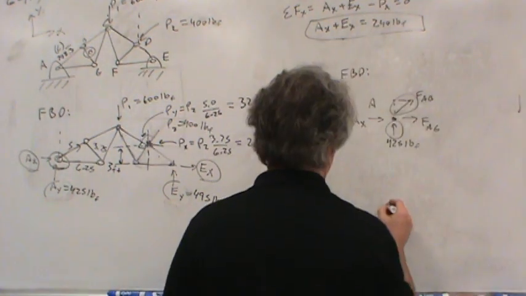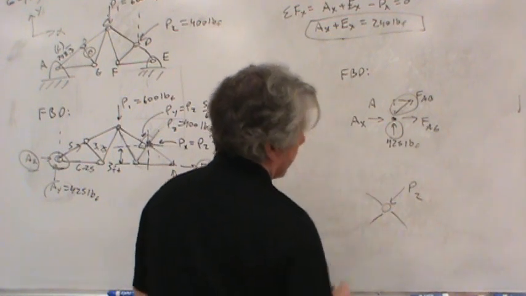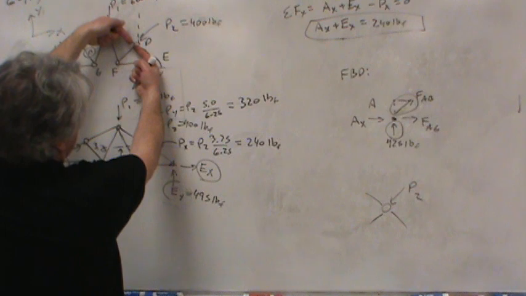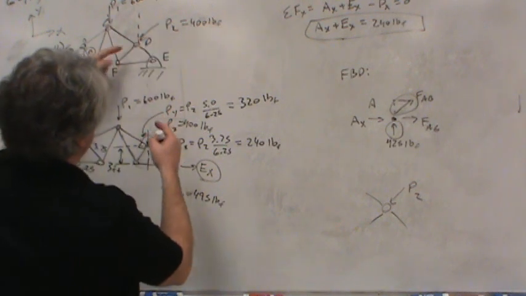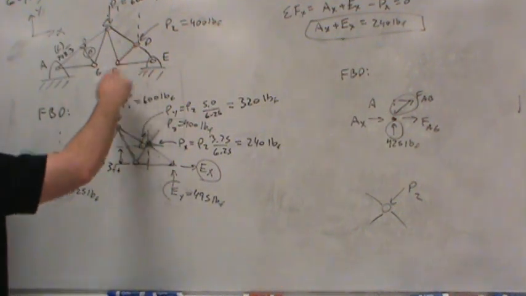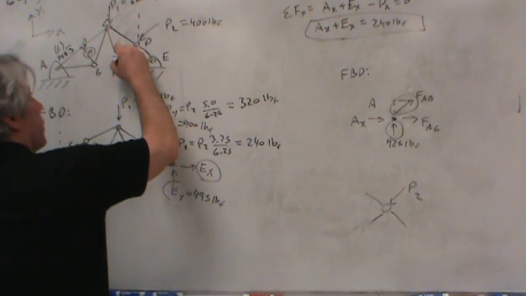Somebody said it has to be equal. You're right. Equal to what? Equal to P2. Why? Because that's the only thing that can resist it. The other two members can't have any force in the direction of P2. Only DF can. And so is DF in compression or tension? Compression. And its magnitude is 400 pounds.